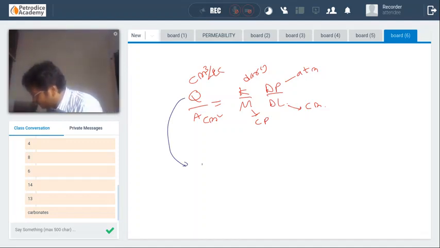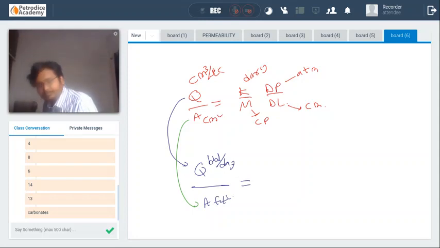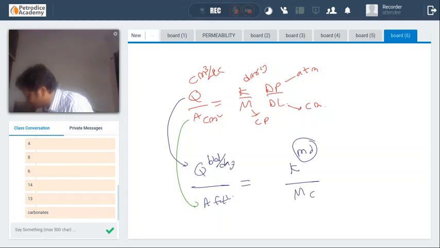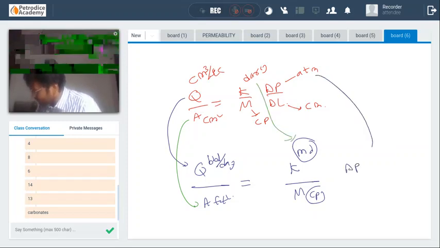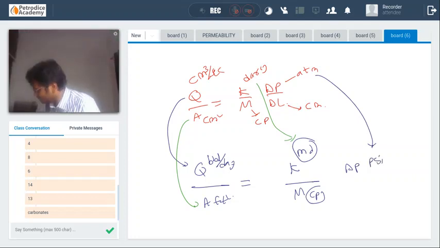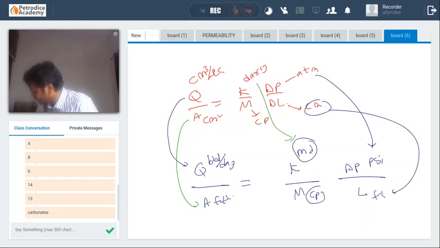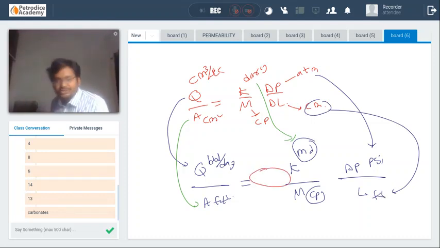So what I need to do is change each particular variable to field units. That is, for flow rate, change from cc per second to barrel per day. From area, centimeter square to feet square. And for permeability, change it from Darcy to millidarcy. Viscosity is centipoise only, so don't need to change it. Whereas for delta P, we need to change it from atmosphere to PSI. For length, centimeter to feet.